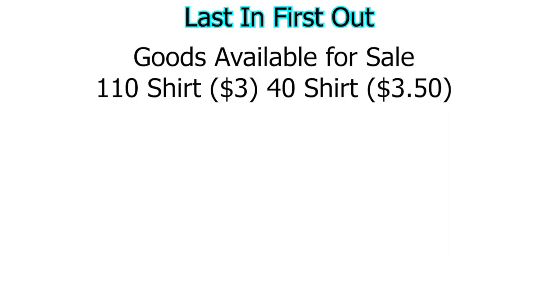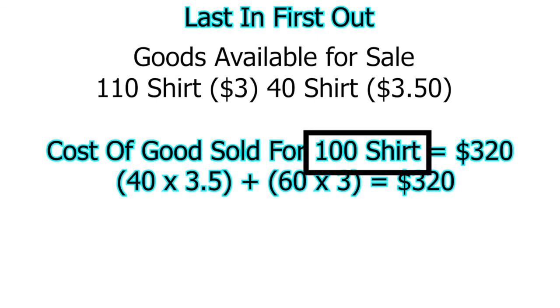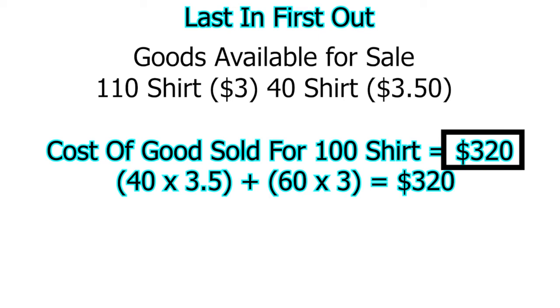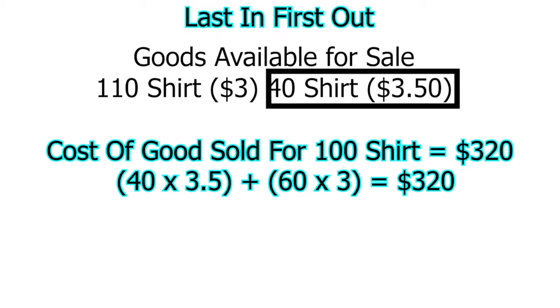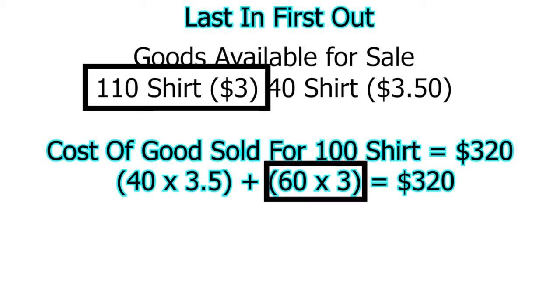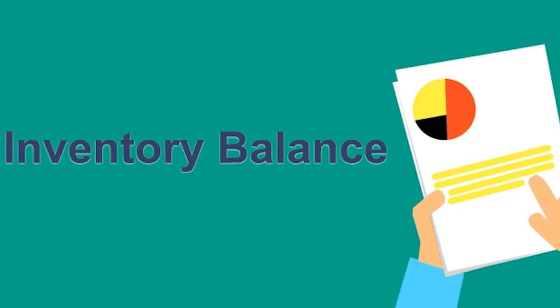If Maggie were to use the last in, first out method of calculating her cost of goods sold for the 100 shirts she sold in April, her cost of goods sold would be $320. Last in, first out assumes that all 40 of the newer $3.50 shirts would have been sold and the other 60 must have been $3 shirts. It's important to know that the two methods result not only in different cost of goods sold for the period, but in different ending inventory balances as well.